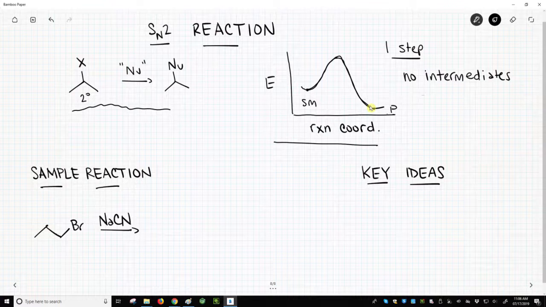So let's look at a sample reaction. Here we have an alkyl halide. In this case, it's a primary halide instead of a secondary halide. And we react this with sodium cyanide. Sodium cyanide is a salt. Sodium is the cation, and cyanide is an anion, and that carbon has a lone pair. That is our nucleophile.